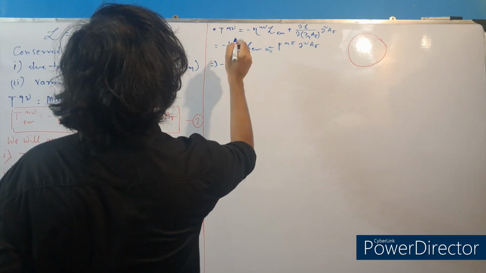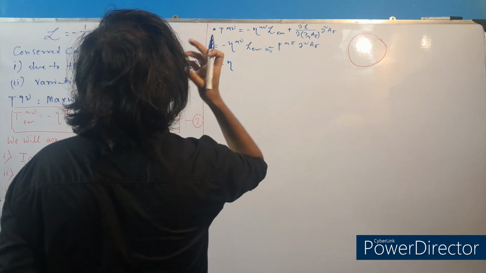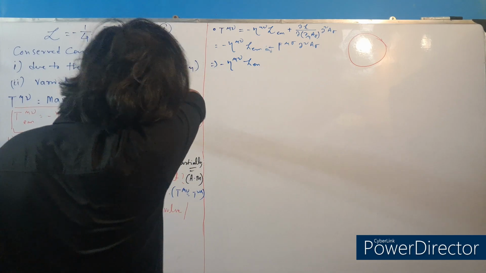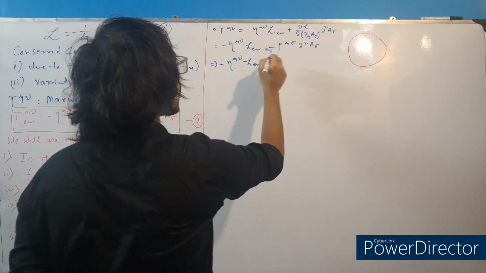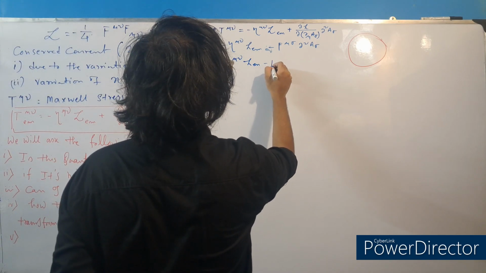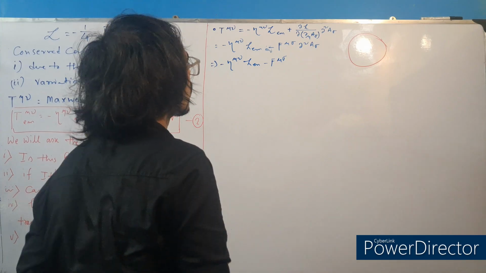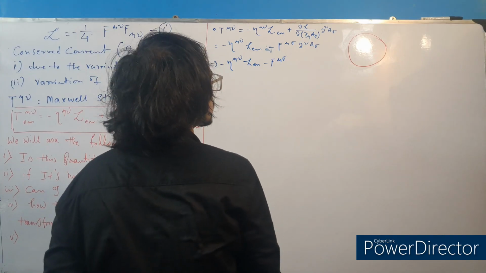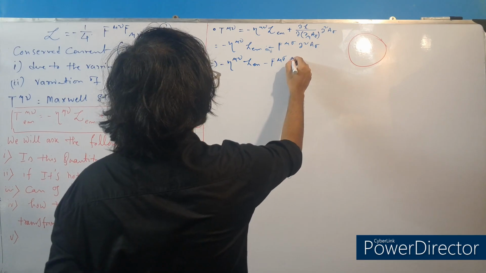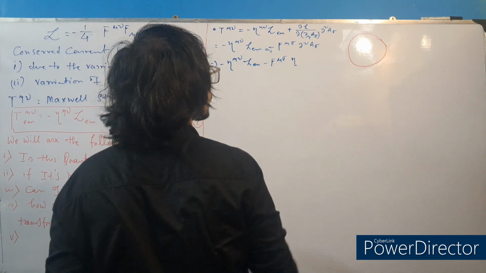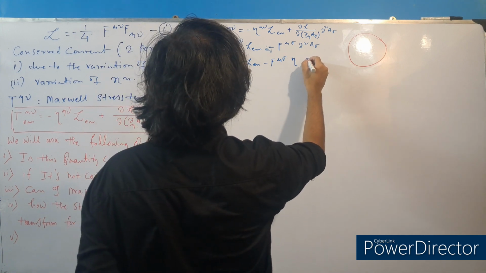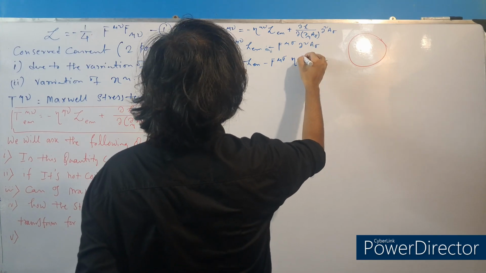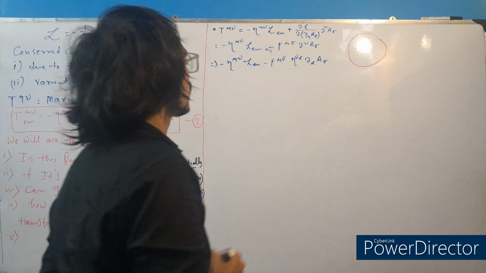So minus LEM with minus F mu sigma. If I try to bring this mu down from superscript to subscript, I have to introduce an eta. That eta should be like del alpha A sigma. So here it should be alpha and it should be mu.